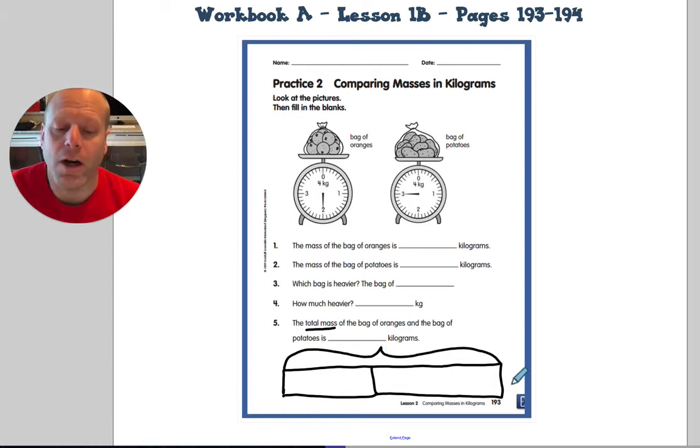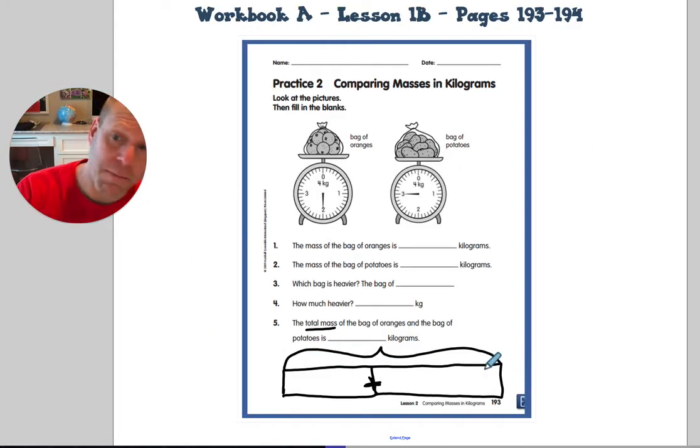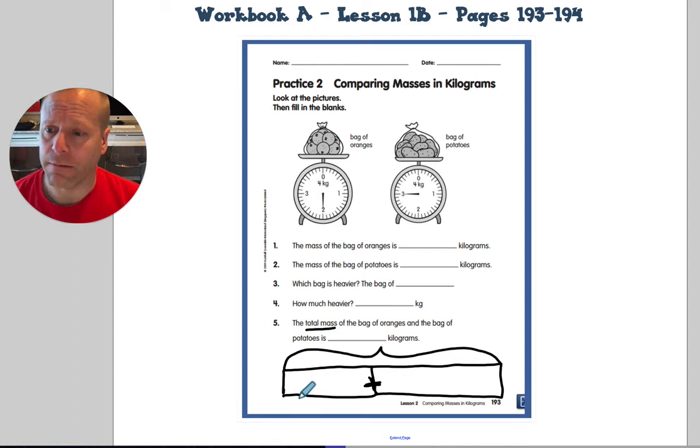Well, I'm going to tell you that when you're looking for a big whole, you have the orange part, you have the potato part, but you're missing the whole thing. It makes sense to add those together in order to get the whole thing. Just like it did on the page before, it made sense to subtract because we weren't looking for the whole. We were looking for one tiny part. So if you're looking for a tiny part, we subtract. If you're looking for a great big whole, we add.